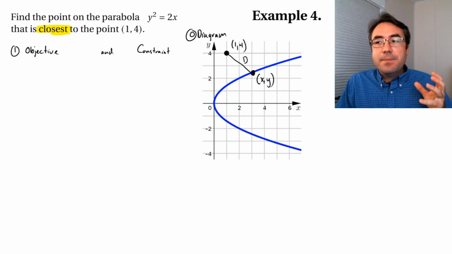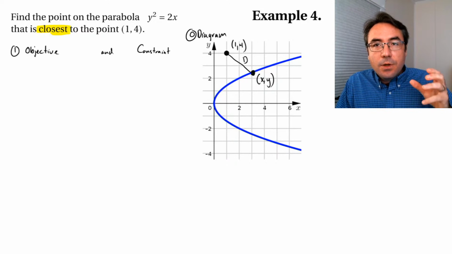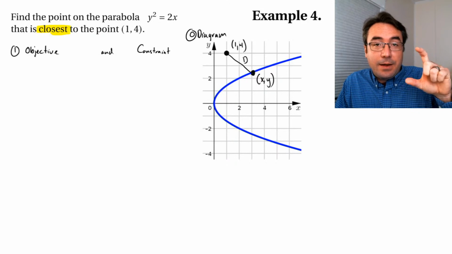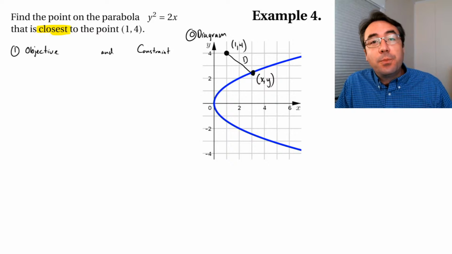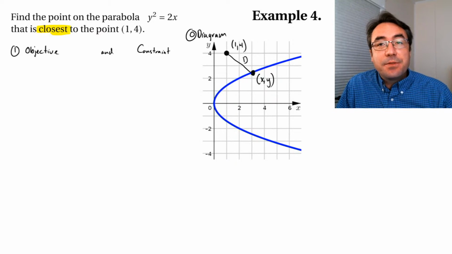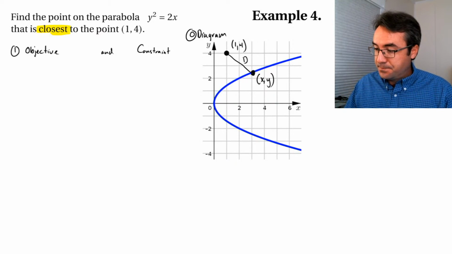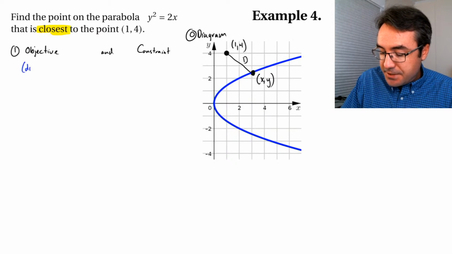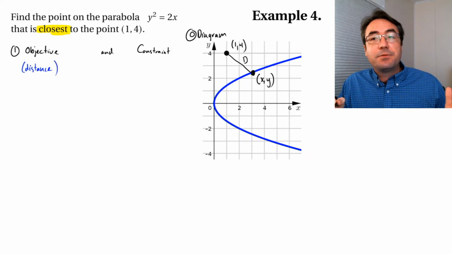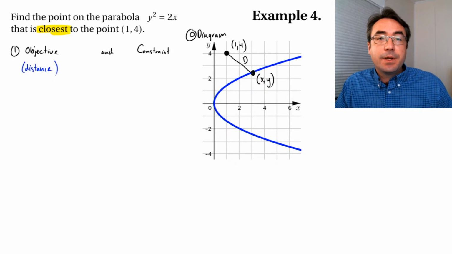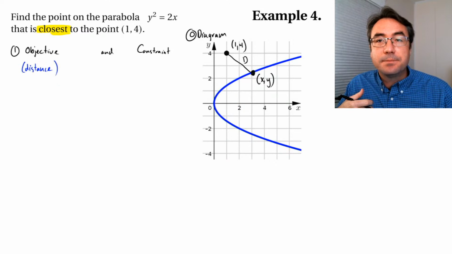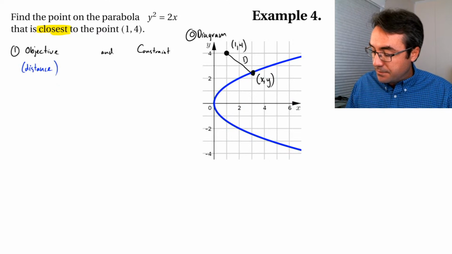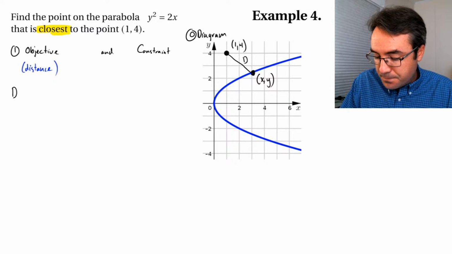So the way that we measure how close together 2 points are is with distance. And so that's really what we're trying to determine here, the distance between the point 1 comma 4 and some point x comma y on our parabola. So that's going to be our objective equation.